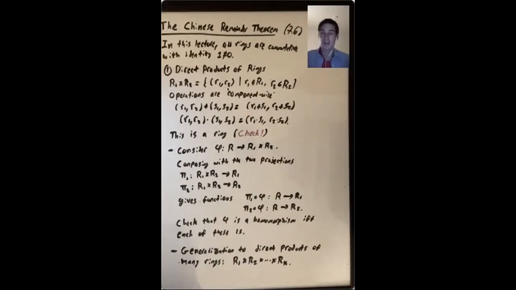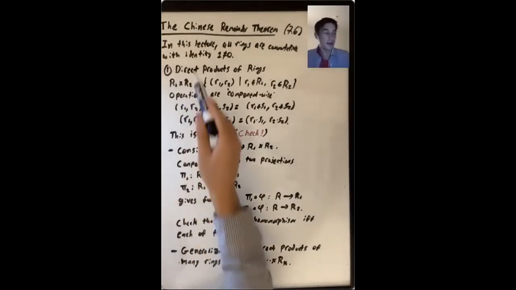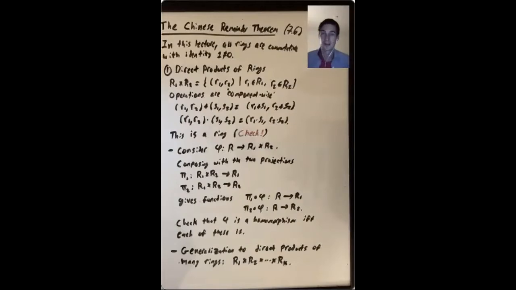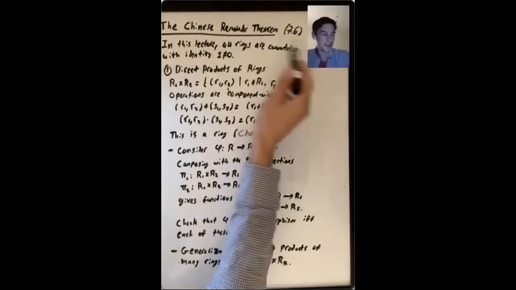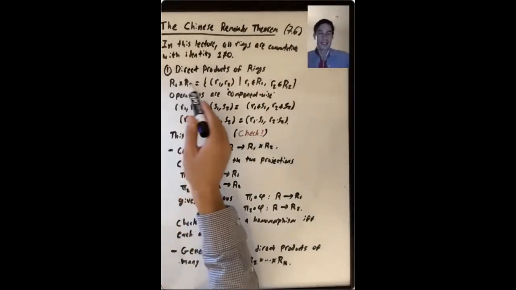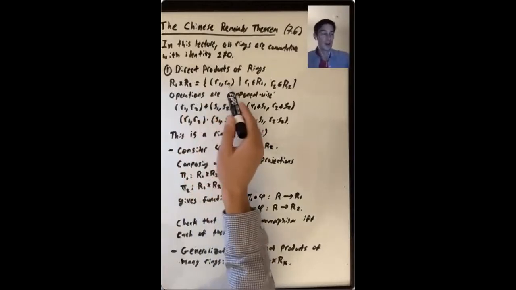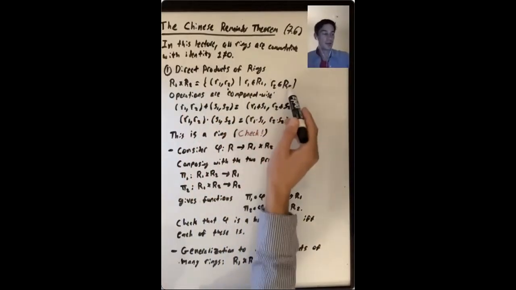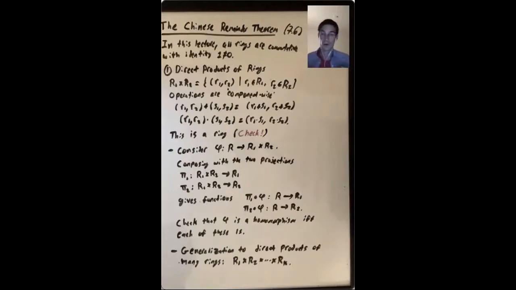In order to do that, the first thing that we need to talk about is direct products of rings. This should feel really familiar because it's going to be very similar to the setup of our discussion of direct products of groups. If you have two rings, R1 and R2, and remember, these rings are commutative rings with identity 1 not equal to 0, the underlying set of the ring R1 cross R2 is ordered pairs (r1, r2), where r1 is in the first ring and r2 is in the second ring.